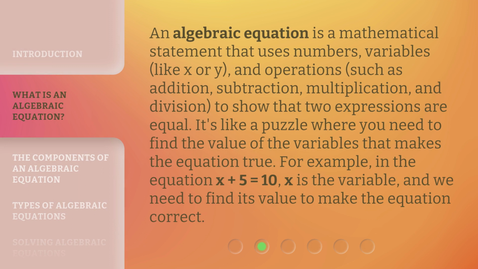An algebraic equation is a mathematical statement that uses numbers, variables, like x or y, and operations, such as addition, subtraction, multiplication, and division, to show that two expressions are equal. It's like a puzzle where you need to find the value of the variables that makes the equation true. For example, in the equation x plus 5 equals 10, x is the variable, and we need to find its value to make the equation correct.